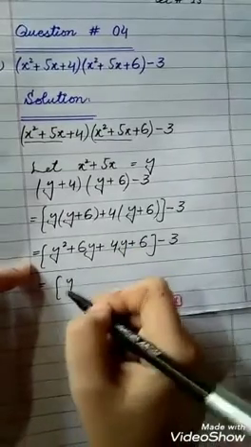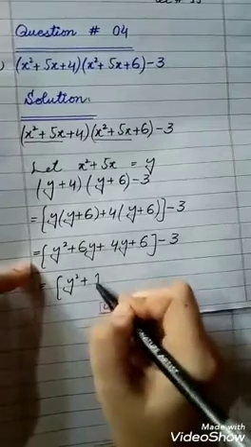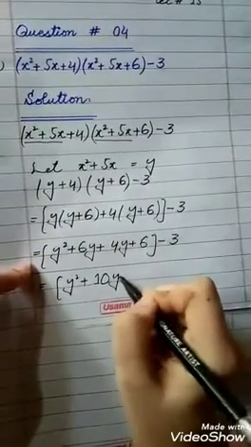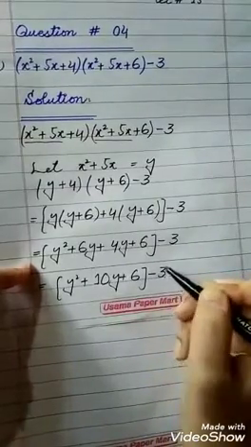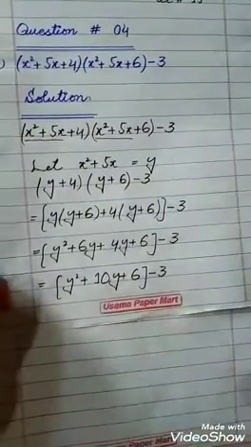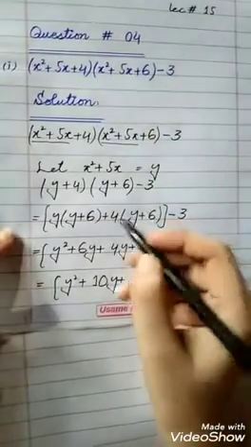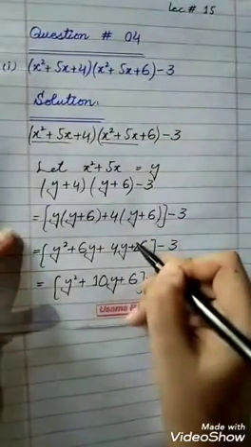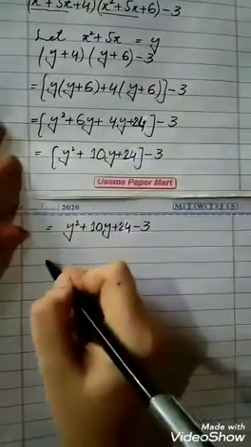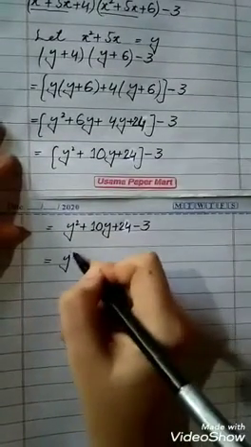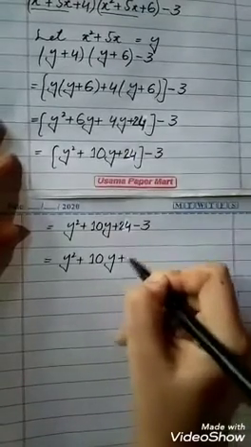Y square as it is, 6y plus 4y means 10y, plus 6 minus 3. Which means we have simplified it. Sorry, it's 24 because 4 sixes are 24. Now solve it. Y square plus 10y plus 21.